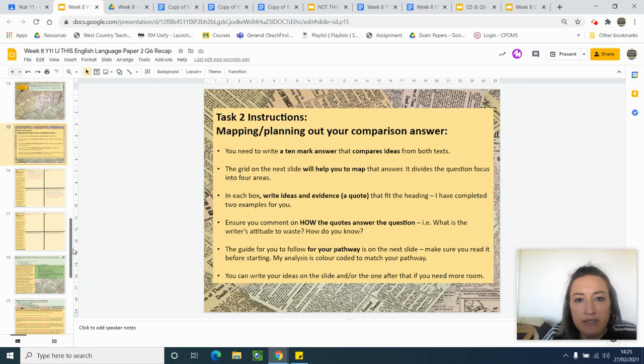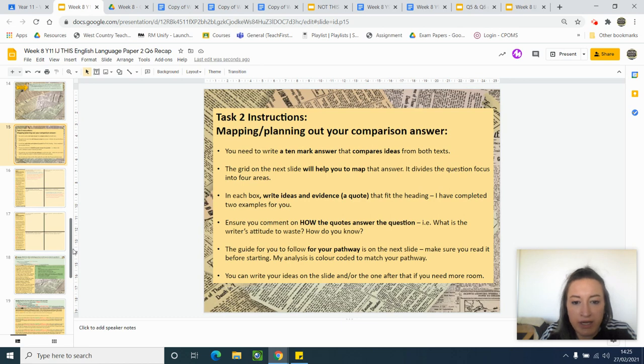So you're going to have to write a 10-mark answer that compares the ideas from both texts, okay? So what do both writers think about waste? And household waste, food waste in particular. The grid on the next slide is going to help you to map out that answer. Mapping out an answer is the same as planning an answer, but the grid might help you to visualize the different areas. Each area of the grid represents a different area of the question focus, and I'll go through that in a second. It divides the question focus into 4 areas.